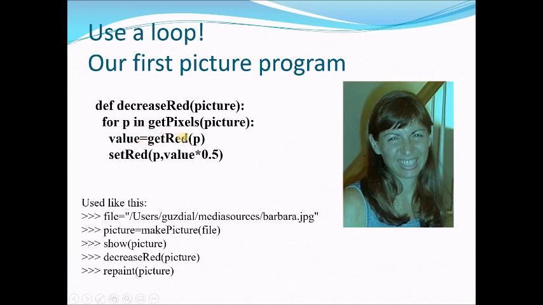And for each pixel, it will get the red value and then multiply the red value with 0.5, which means it will half the red value. This code is written as a function, and to run this function we have a code over here below that we will write in the command area.